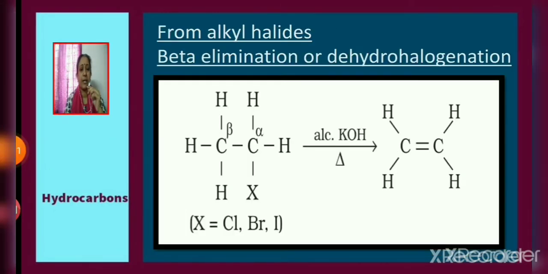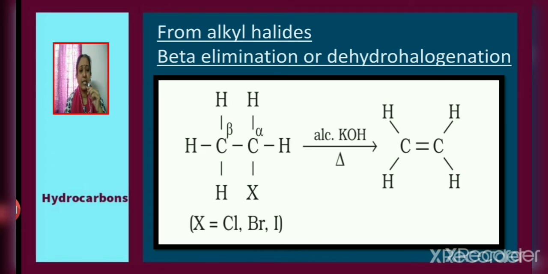Another method of preparation of alkenes is from alkyl halides. When an alkyl halide is heated with alcoholic potassium hydroxide, beta elimination or dehydrohalogenation reaction takes place. Why is it known as dehydrohalogenation reaction? It is because along with halogen X, hydrogen also gets eliminated. Now, why is the reaction known as beta elimination?